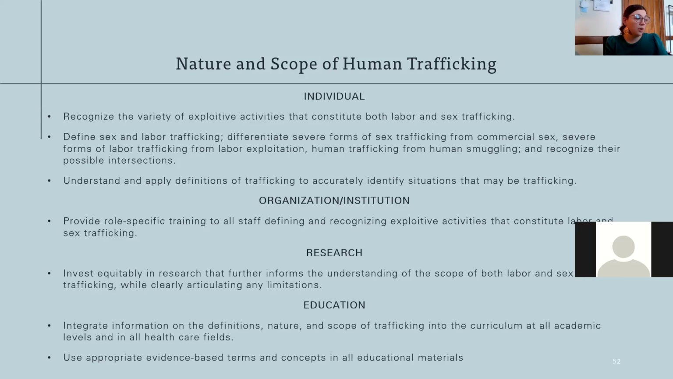Research: invest equitably in research that further informs the understanding and scope of both labor and sex trafficking, that clearly articulates limitations, right? You're going to have limitations. You're not able to do everything. What are those limitations and where can we address them, and what can we do to change limitations that don't necessarily need to be in place?